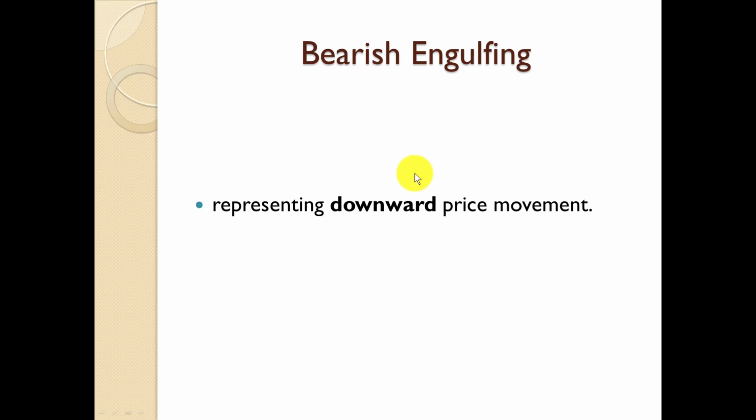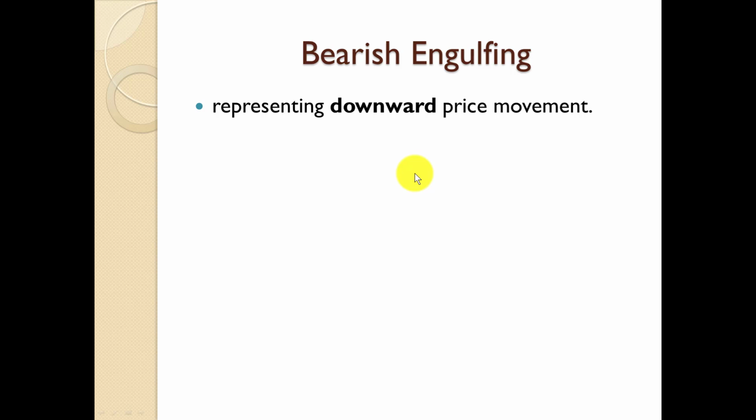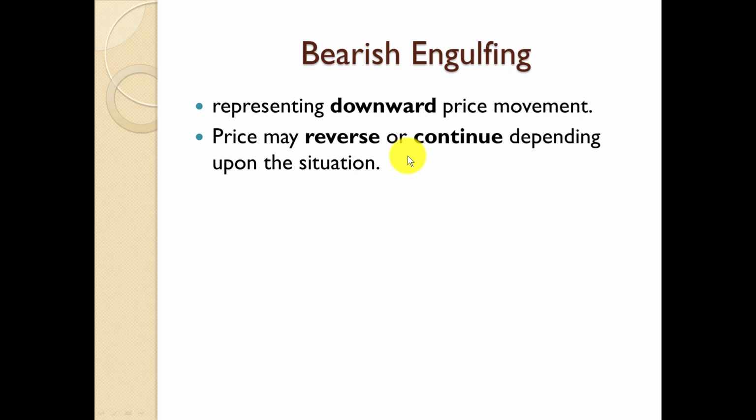Friends, to start with, I just wanted to introduce you to the bearish engulfing candle. After looking at the bearish candlestick, what we can infer from it is that it represents a downward price movement. This tells us that after the pattern is confirmed, the price will move downwards. Also, it says that the price may reverse or continue. It depends upon the situation where the bearish engulfing has formed.